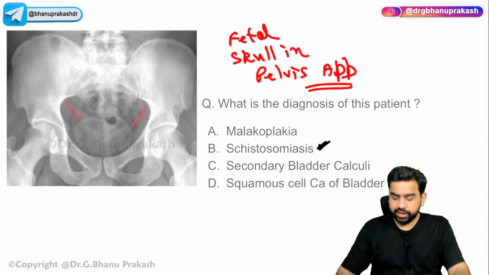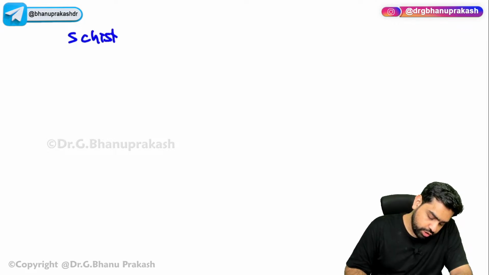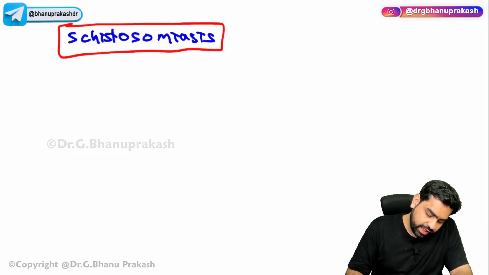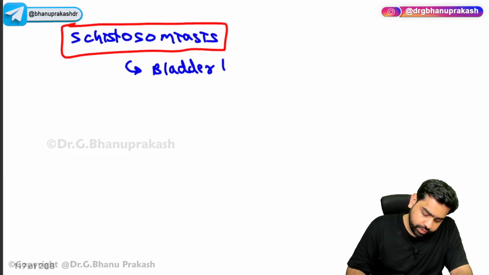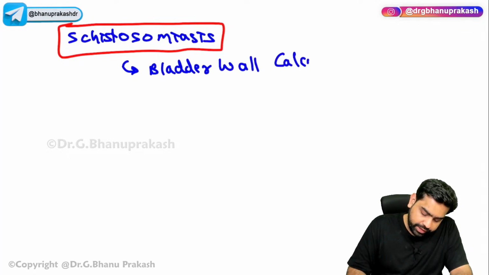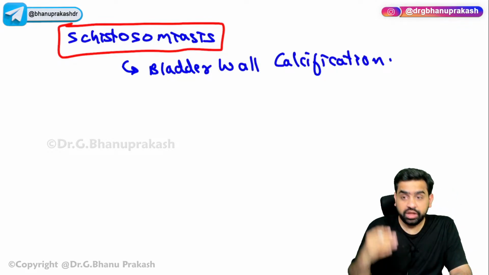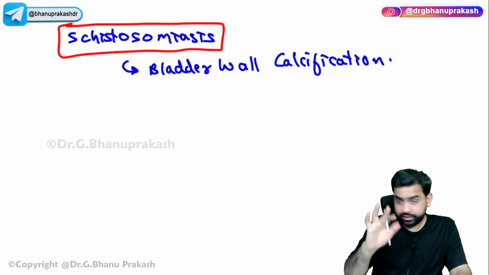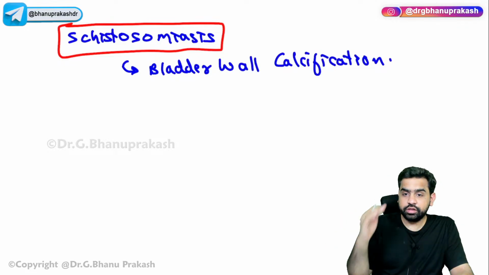This is what you basically get in patients with schistosomiasis. What you need to understand is that there is a bladder wall calcification, and that is what gives you this fetal skull in the pelvis appearance.